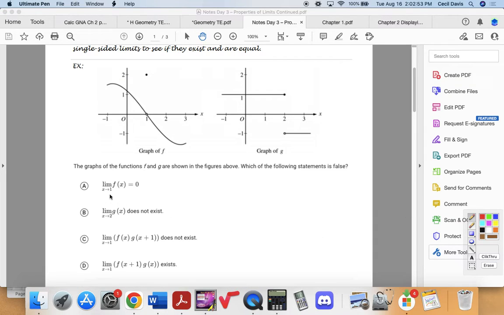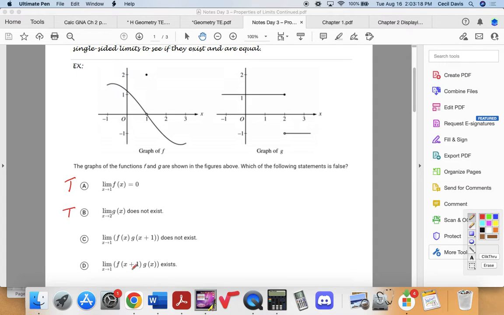So let's take a look. Is the limit as x approaches 1 of f of x equal to 0? Yeah, that's pretty obviously true. The limit as x approaches 2 of g of x does not exist. What? No. That's true.